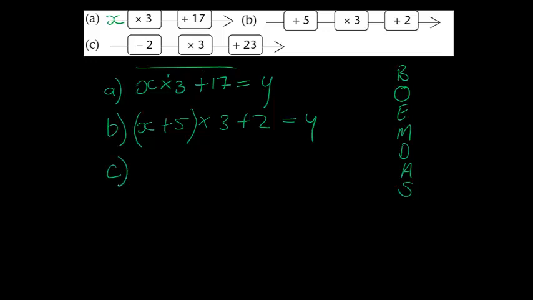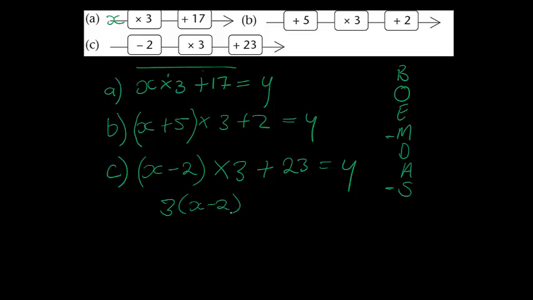The third thing is question C, says x minus 2. I'm going to put that in brackets because subtraction comes after multiplication, and I've multiplied by 3 there, and then add 23 equals y. Another way to write C would be to write 3 open bracket x minus 2 close bracket plus 23 equals y. Okay, so those are your guided questions.